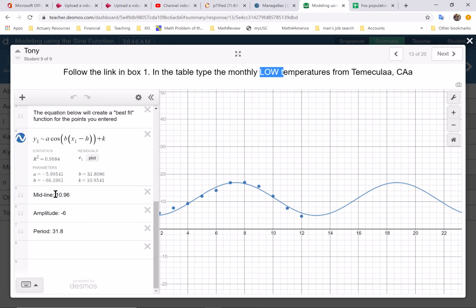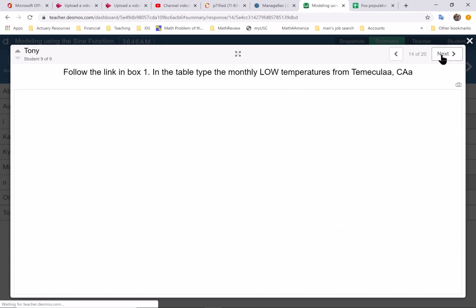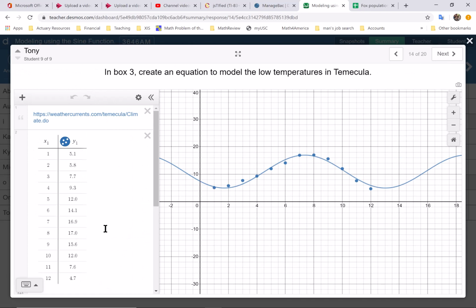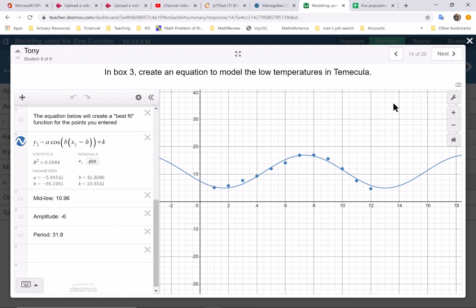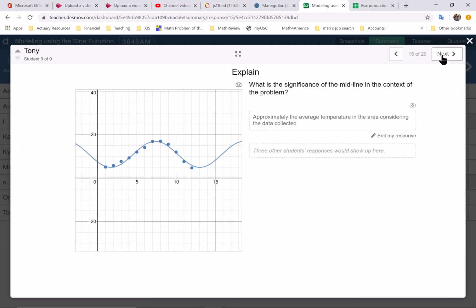In this case, we get a midline of 10.6, which is saying the average temperature is 10.6 degrees. The amplitude is 6, meaning the lows are going to vary by 6 each month. And again, the period, this is the b value. The period is actually 360 divided by 31.8, right? And then it asks you to interpret it. I'm not sure why it's doing these things twice.